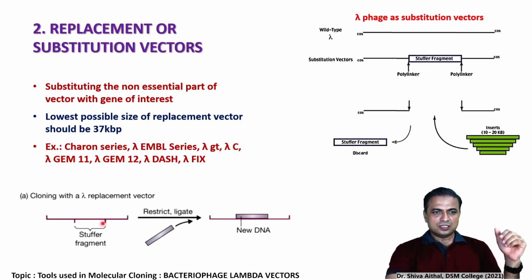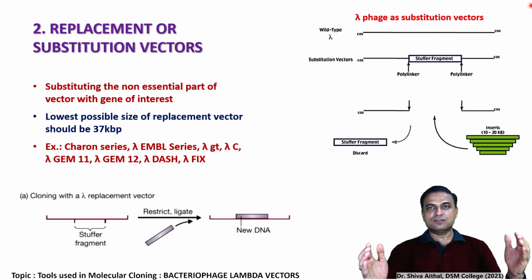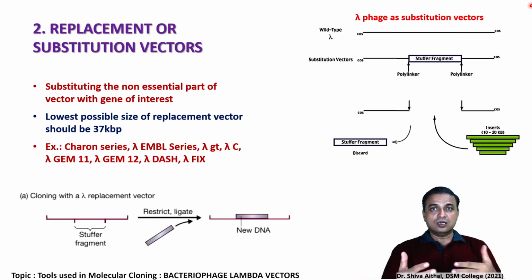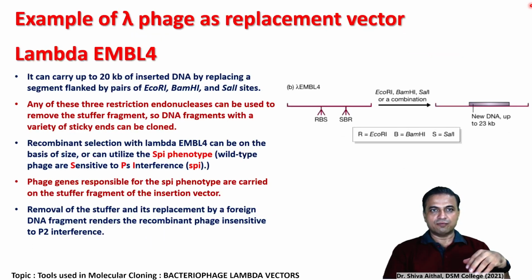As you can see, this is the original wild type DNA. See the red blinker here. The stuffer region is removed. It is restricted and ligated with your new DNA or gene of interest. Now it allows a larger length of gene of interest because you are replacing rather than inserting; you are substituting the gene of interest. So this is called a substitution vector.